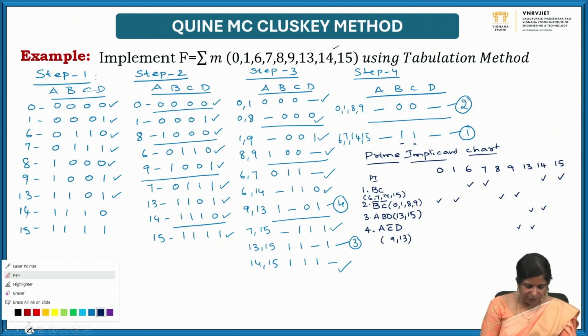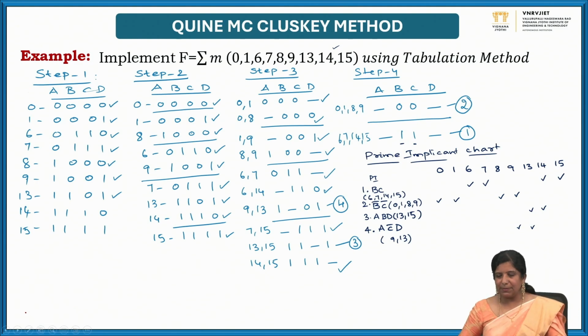Now you have to find the essential prime implicants. Essential prime implicants are those where the minterms are covered by a single prime implicant. For example, if you see here the minterm 0, it is covered only by the second prime implicant, that is B bar C bar. So circle this. This is not covered by any other prime implicant, so we call this an essential prime implicant. That means compulsory, in the final expression this essential prime implicant should be included.